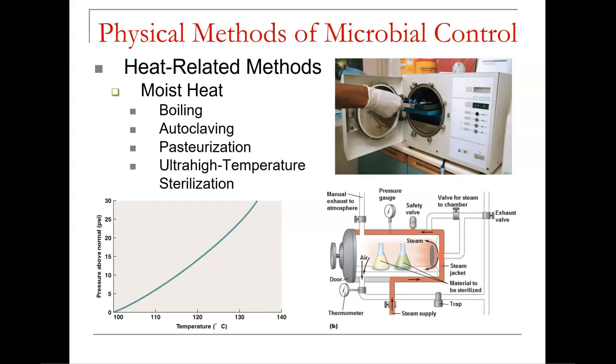So 4 different moist heat methods. First one's going to be boiling. That's effective in killing vegetative cells of bacteria and fungi, protozoans, and most viruses. It doesn't effectively kill the endospores, though, or protozoans that are in cyst form, and it doesn't kill some viruses.